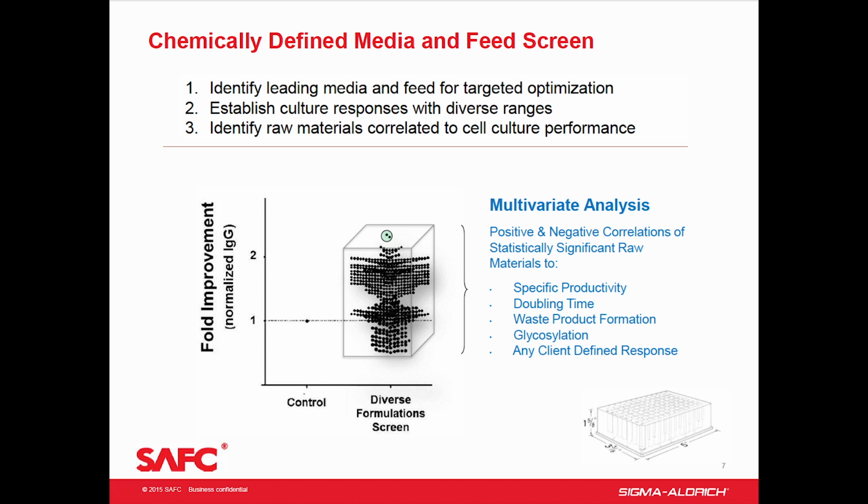To really utilize that data, we developed an approach using multivariate analysis. Now we can take a look at all that data and understand, from every component and every condition, what the effect is. We can look at positive and negative correlations and statistically analyze that data set. We can look at any response that is out there, such as specific productivity, doubling time, waste product formation, and glycosylation, which I'll talk about a lot today. Any client-defined response, this system can take in and we can analyze it.